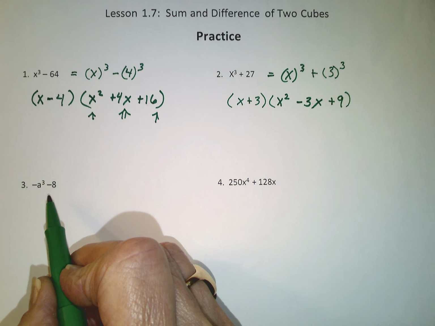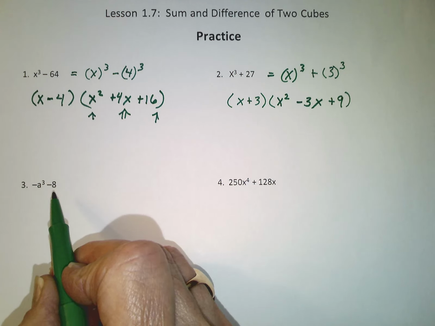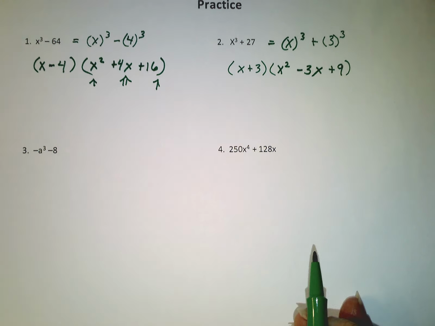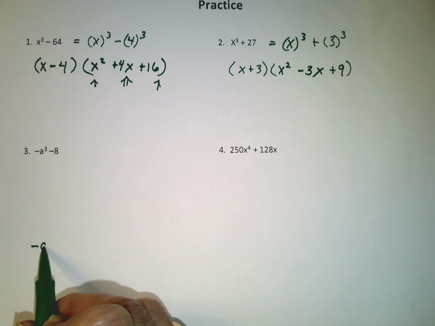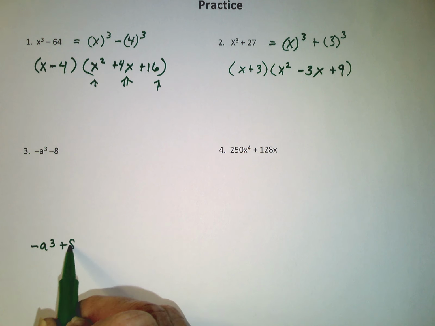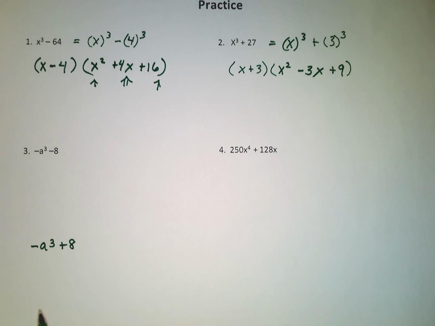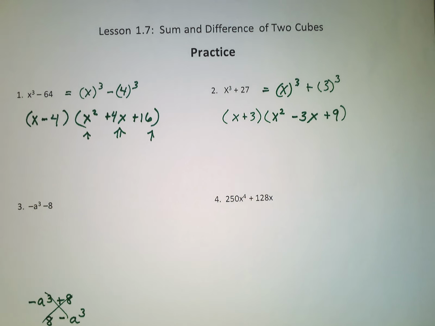The next one's a little trickier. To be honest, if this had been negative a cubed plus 8, if that's the problem they'd given us, I would just use the commutative property and change it into 8 minus a cubed. And then we'd have the difference of two cubes and could go from there. But that wasn't what they gave us, so we can't do that.